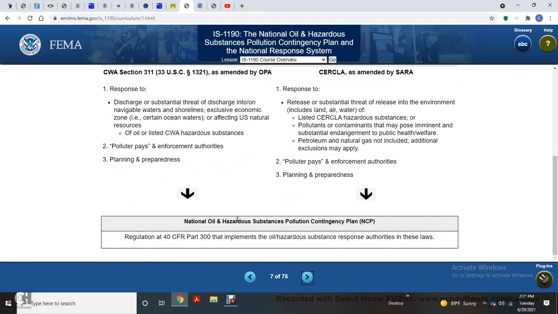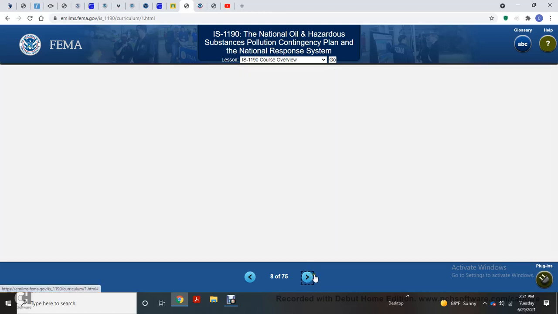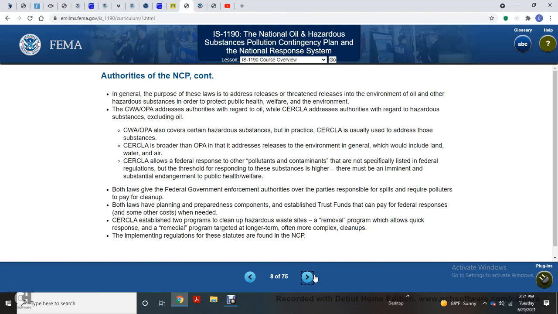This goes to the National Oil and Hazardous Substances Pollution Contingency Plan, the regulation at Title 40 CFR Part 300, which implements the oil and hazardous substance response plans and authorities under these laws. This is the authority of the National Contingency Plan.